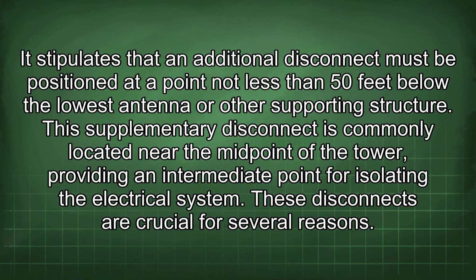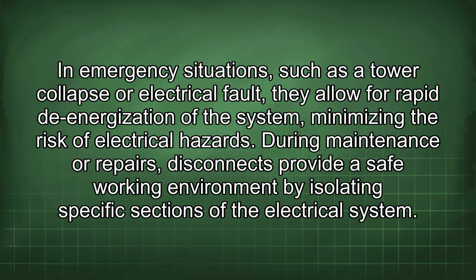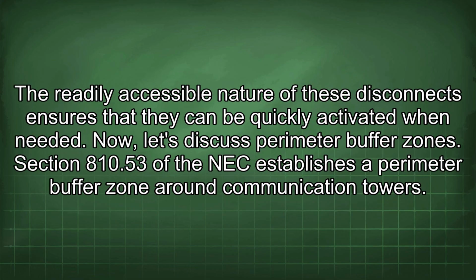system. These disconnects are crucial for several reasons. In emergency situations, such as a tower collapse or electrical fault, they allow for rapid de-energization of the system, minimizing the risk of electrical hazard. During maintenance or repairs, disconnects provide a safe working environment by isolating specific sections of the electrical system. The readily accessible nature of these disconnects ensures that they can be quickly activated when needed.